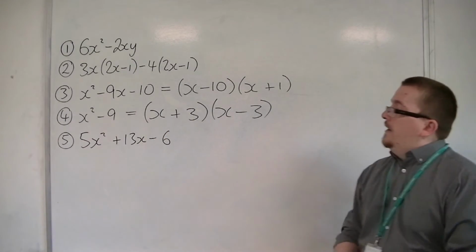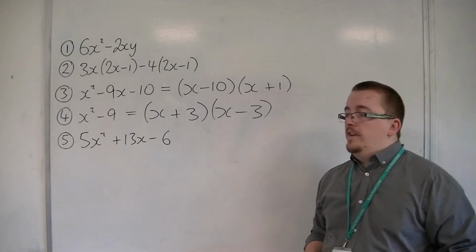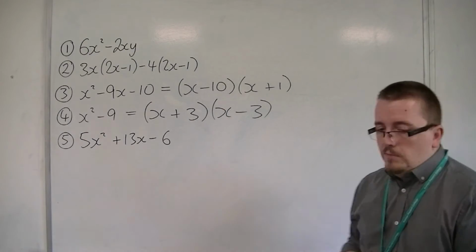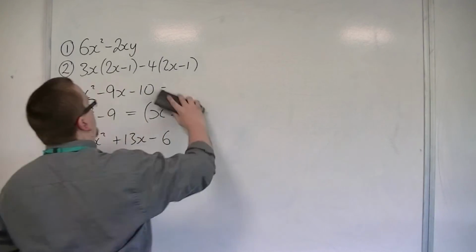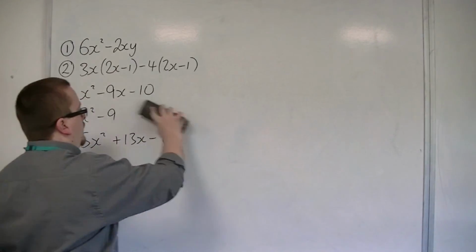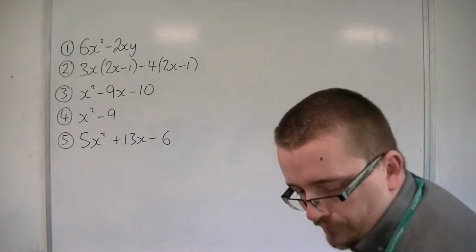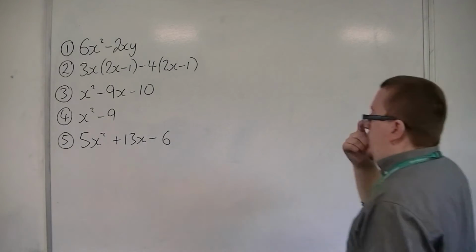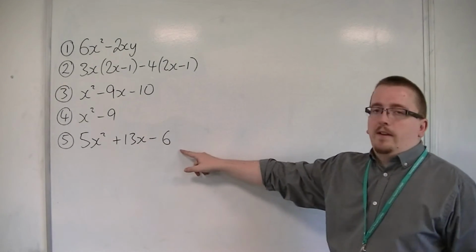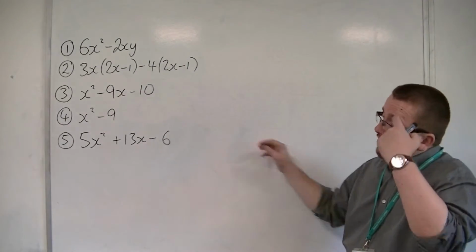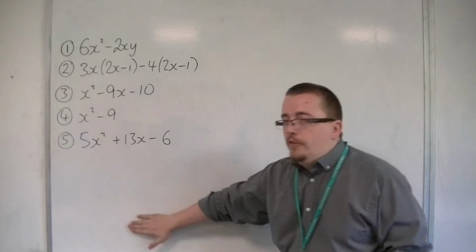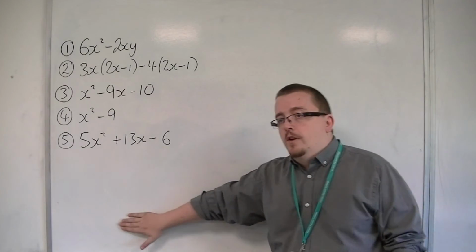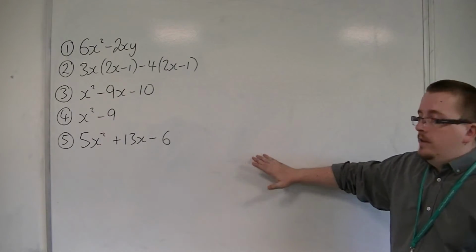The last one is this 5x squared plus 13x minus 6. So I'm going to give myself a little bit more space here. Let's erase those two. Okay. So the first thing to do with a quadratic like this isn't run for cover. If you're asked to factorise them, they should be of numbers that will work, obviously.